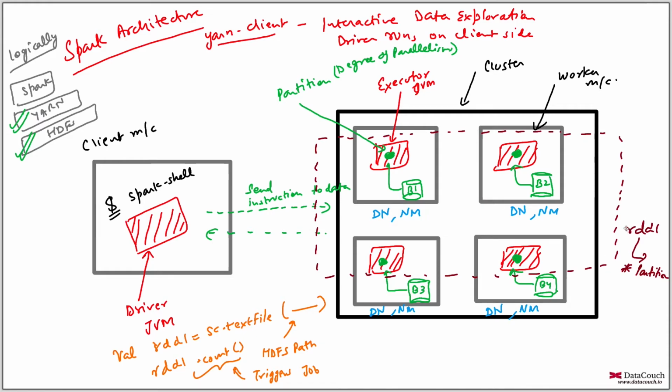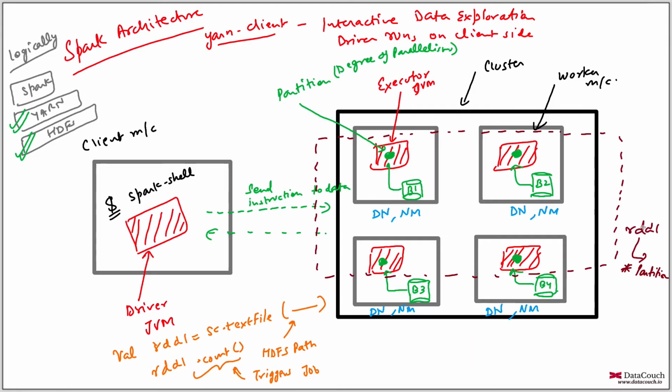So resilient means even if one machine goes down, no problem, it can recover from another copy, because every block will have multiple copies on the cluster. Because we are working on HDFS, it can recover this particular partition. Let's say this machine goes down, it can recover the B2 block on another machine, and it can recreate this particular partition. So that's why we are saying it is resilient.